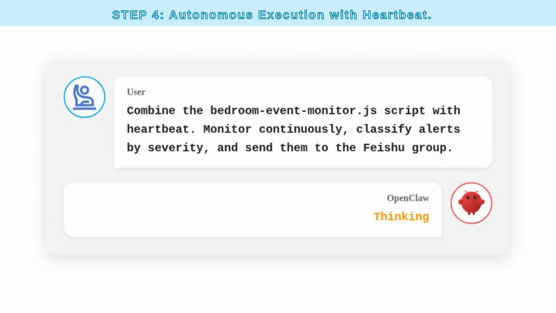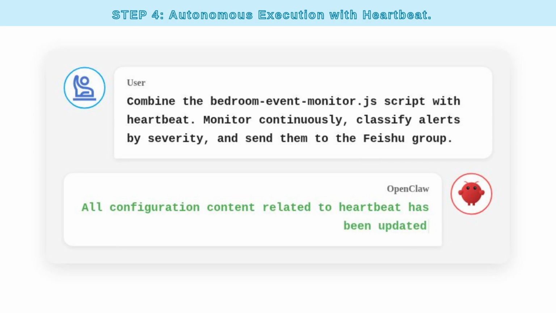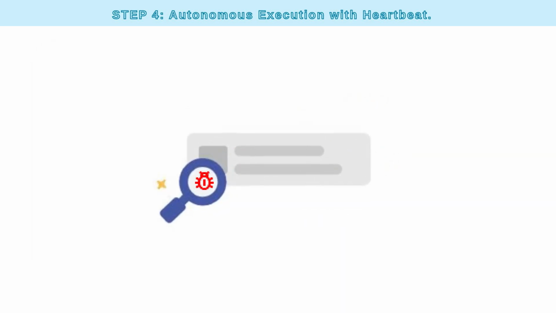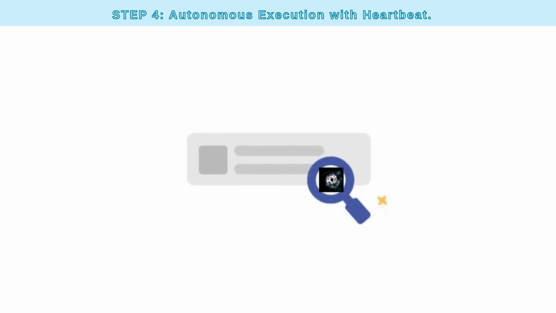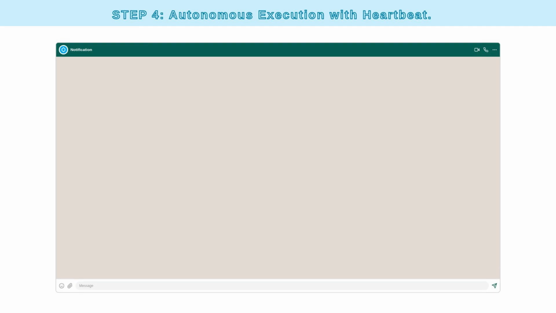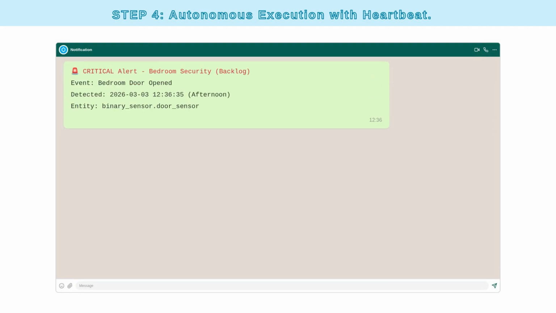OpenClaw updated the openclaw.json heartbeat configuration, modified the heartbeat.md and tools.md files in the HA agent's workspace, and created a new monitoring script, bedroom-event-monitor.js. I tested it, found bugs, reported them, and after a few rounds of debugging, the function finally matched the scenario requirements. The agent was now autonomously monitoring the bedroom and sending graded alerts to the group.